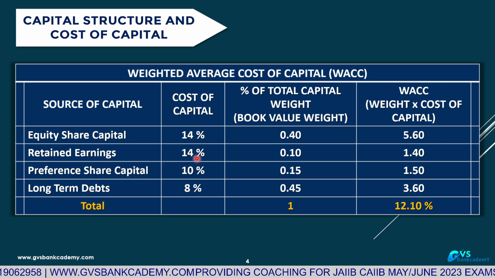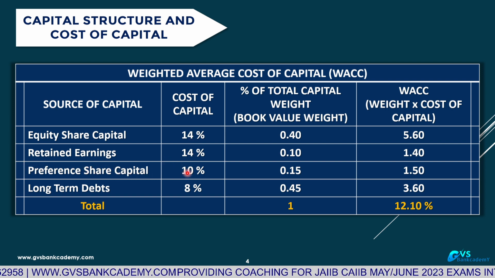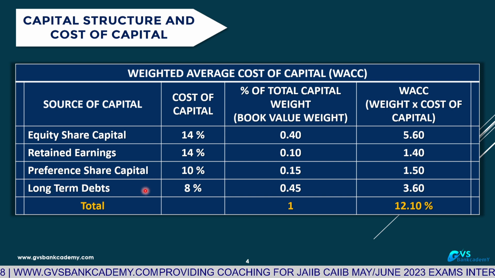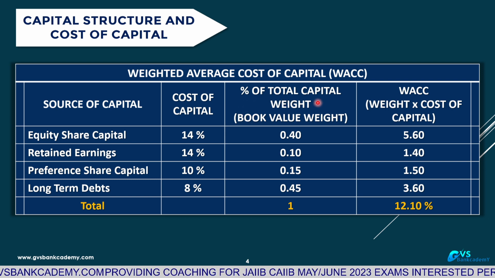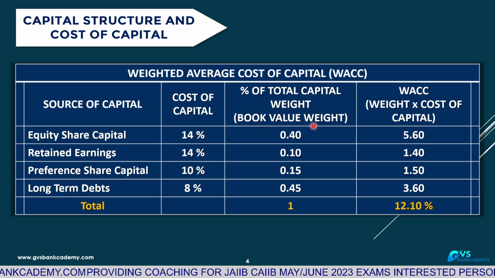Retained earnings also 14%. Preferential capital 10%. Long-term loan they are paying 8%. This is the cost of capital. What is the percentage of total capital weight as per book value?